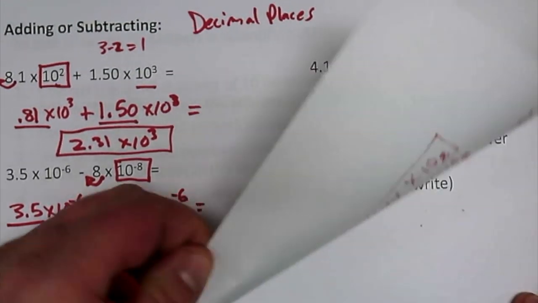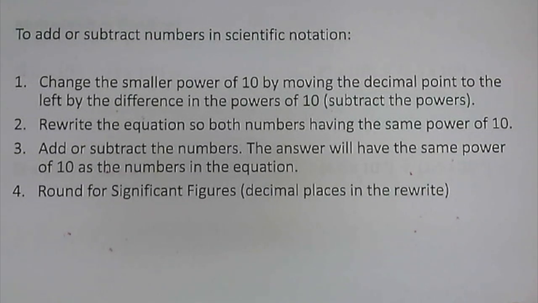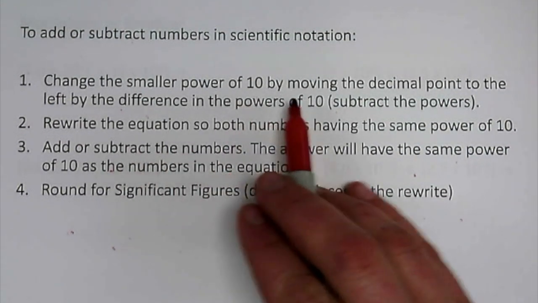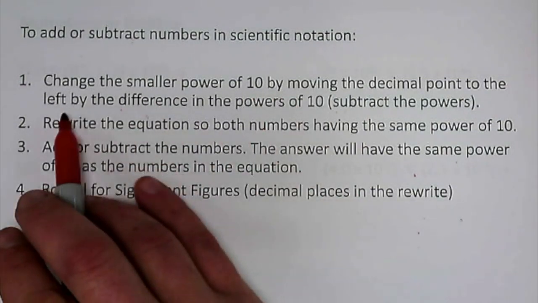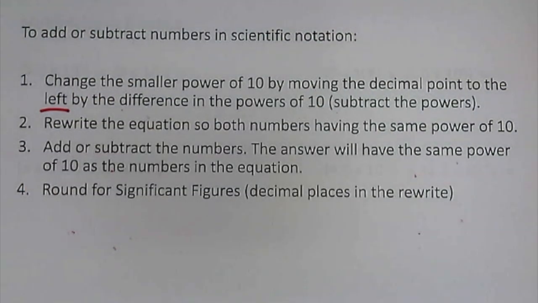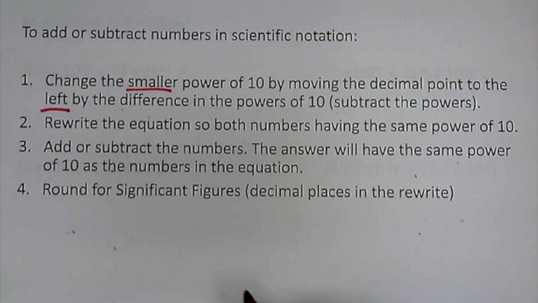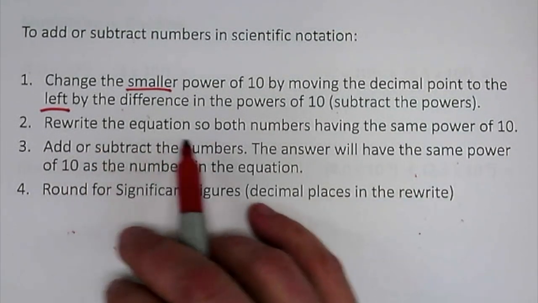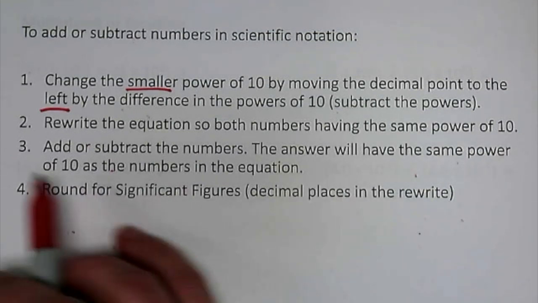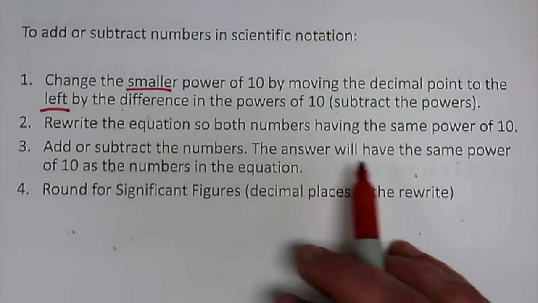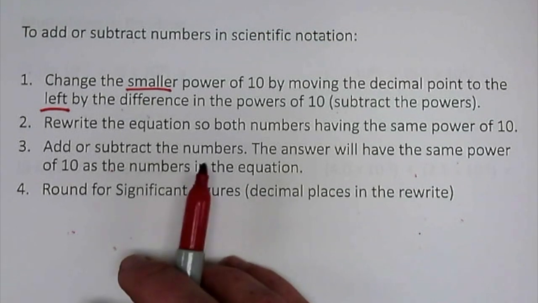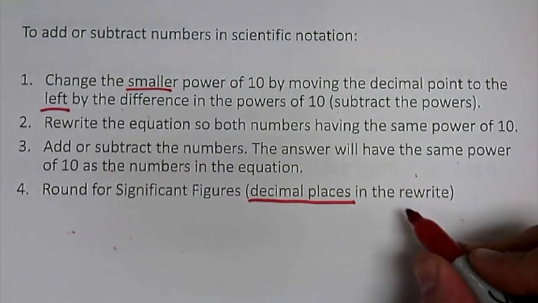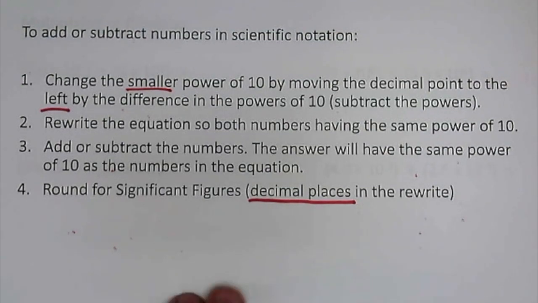So to summarize this, to add or subtract numbers in scientific notation, you change the smaller power of 10 by moving the decimal point to the left, always to the left, if it's the smaller power, okay? By the difference in the number of powers, whatever those differences is. Rewrite the equation so both numbers have that same power of 10, and then you just add or subtract the numbers. And the answer has the same power of 10 as the ones in the rewrite. Rounding for significant figures, you go by decimal places in whatever the rewritten equation is. Okay?